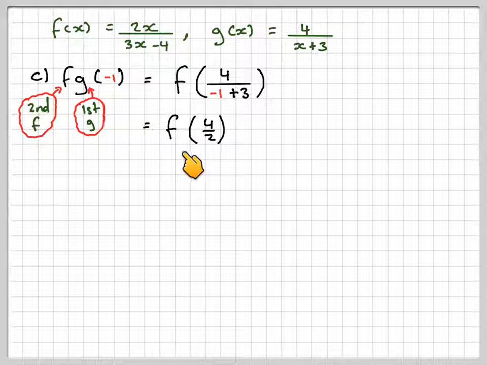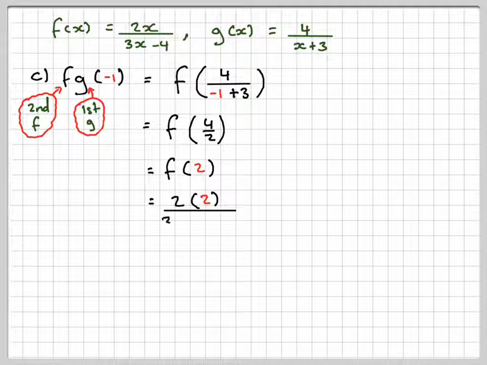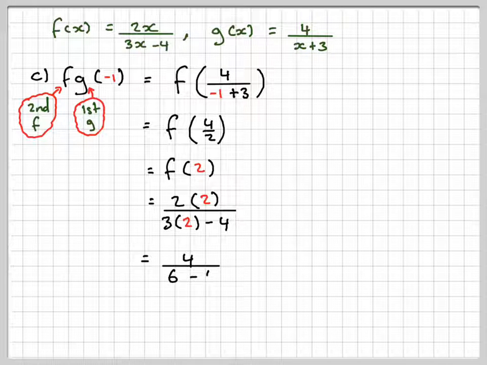So we've still got to do f of that. That's going to be 4 over minus 1 plus 3 gives me 2, and 4 divided by 2 is 2. So now all we have to do is f of 2. So we substitute 2 into that. Basically we put minus 1 into g, and we've got coming out 2, and now we're going to take 2 and put it into f. So we've got 2 times 2 over 3 times 2 minus 4, which is 4 over 6 minus 4, which is 4 over 2, which is 2.